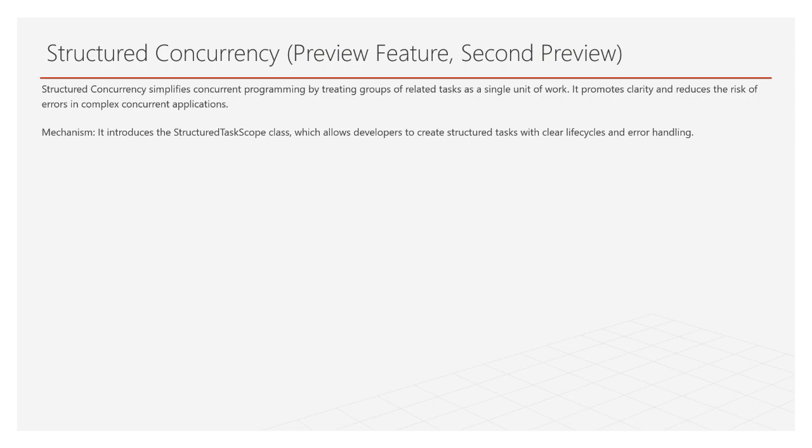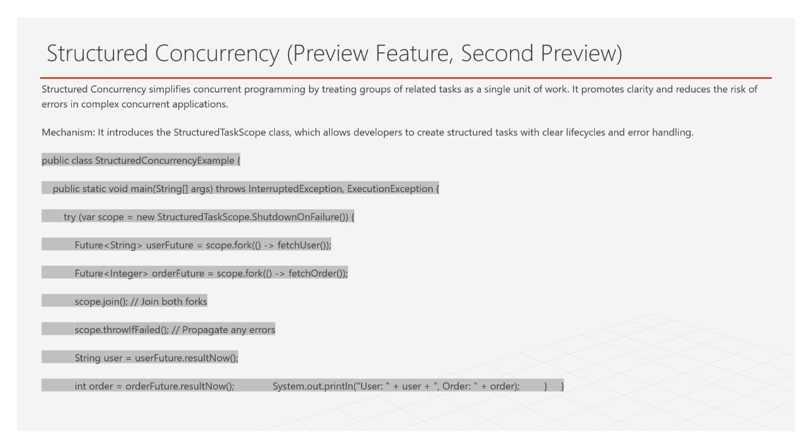only the developer to create a structured task with a clear life cycle, but also it is going to handle the errors. Now if you look at the code, we have a try with resources where we have created a new structured task scope, and we have called the method shutdown on failure. Now we have written a structured future task over here, where we have that particular scope, and then we are going to fork to fetch user and fetch order, and then ultimately we are going to join both of these forks.